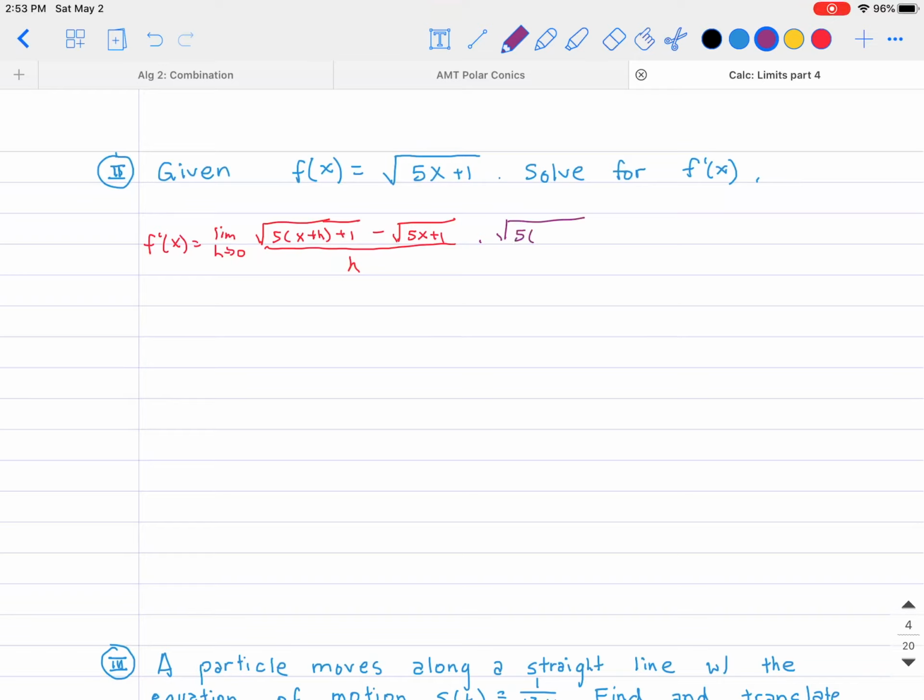So I'm going to go ahead and multiply both top and bottom by the square root of 5 times x plus h, plus 1, okay? And then plus the square root of 5x plus 1, to both top and bottom, okay? So now all that stuff back in Algebra 2 comes into play, because now you're going to need it for the calculus part. All right.